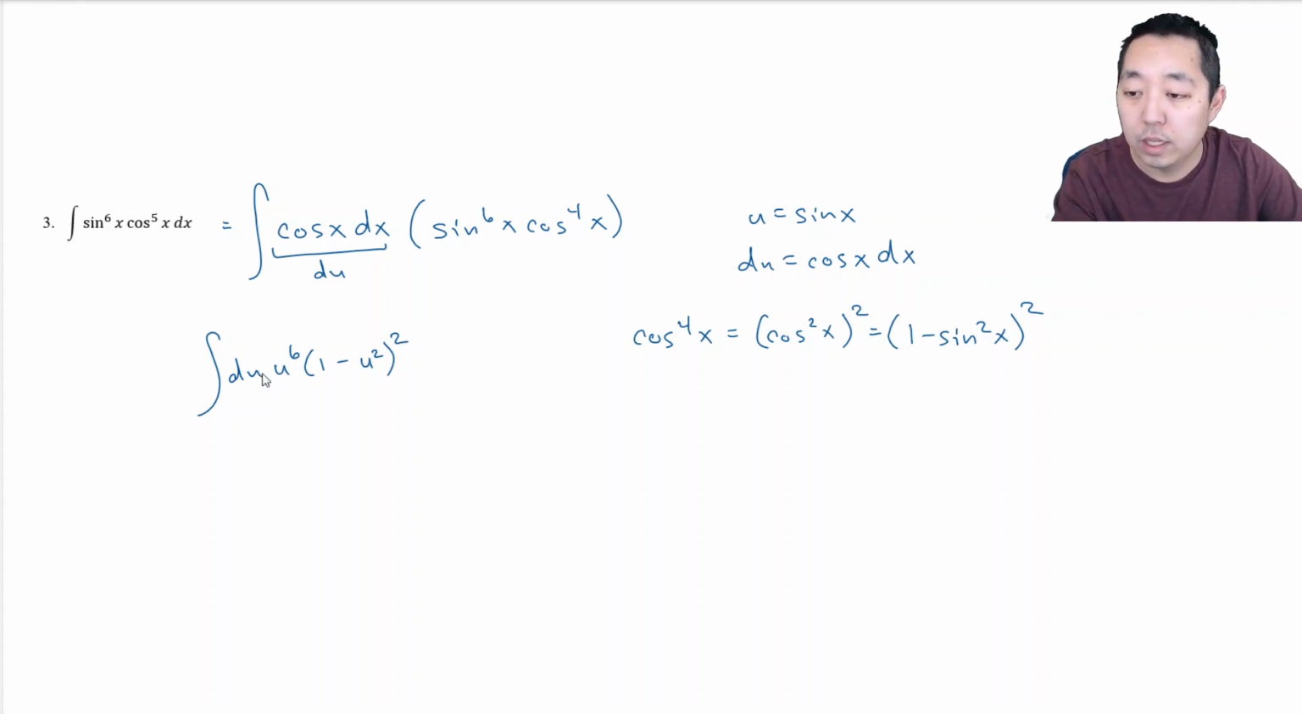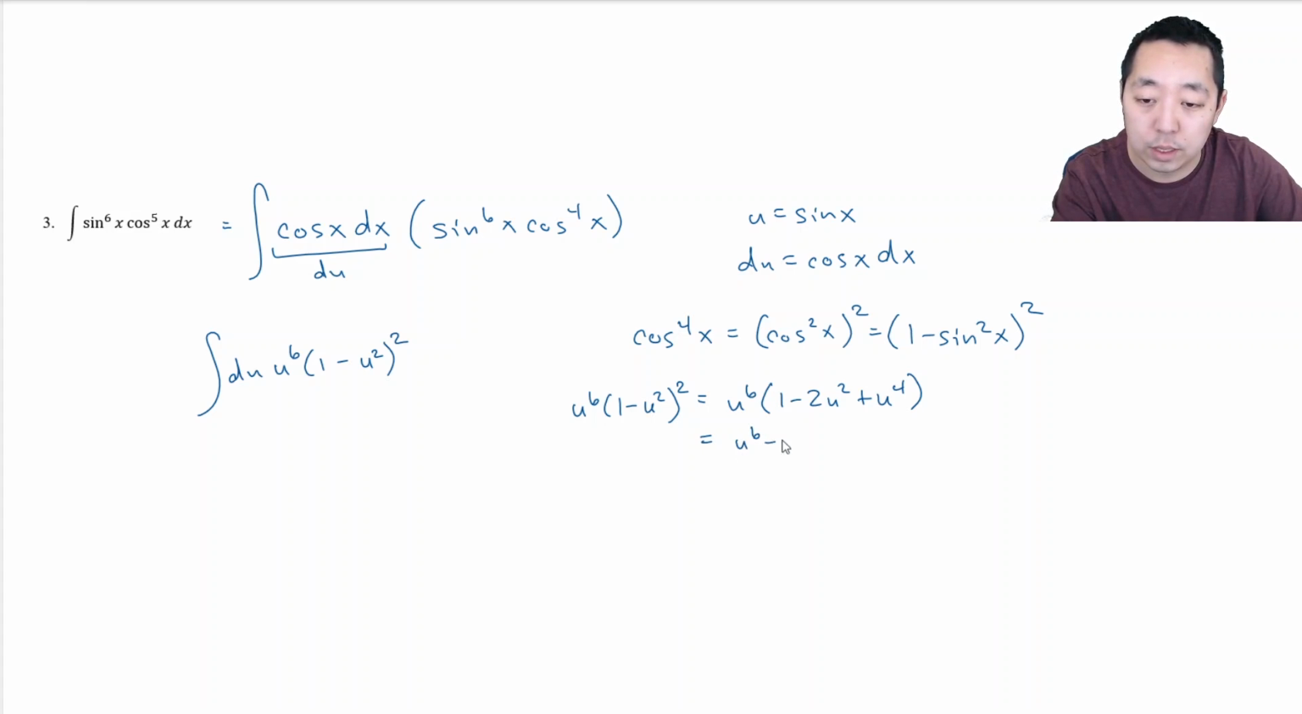And to do this one, the simplest thing is just to FOIL everything out, because it's not too bad. So if I have u to the sixth times 1 minus u squared, squared, I can do an expansion on this. This is going to be u to the sixth times 1 minus 2u squared plus u to the fourth. So distributing all of that, it's going to be u to the sixth minus 2u to the eighth plus u to the 10th. And so the integral of that then is going to be the integral of each of these.